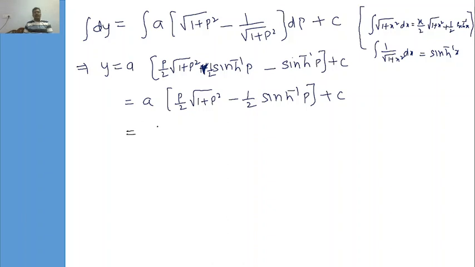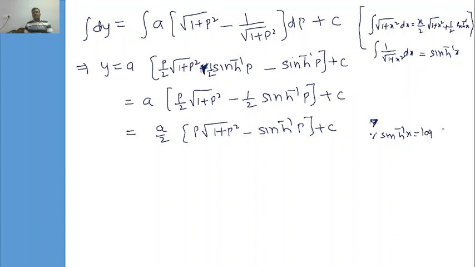So a by 2 outside, p of 1 plus p square minus sinh inverse of p plus c. But we know that sinh inverse of x is equal to log of x plus square root of 1 plus x square.